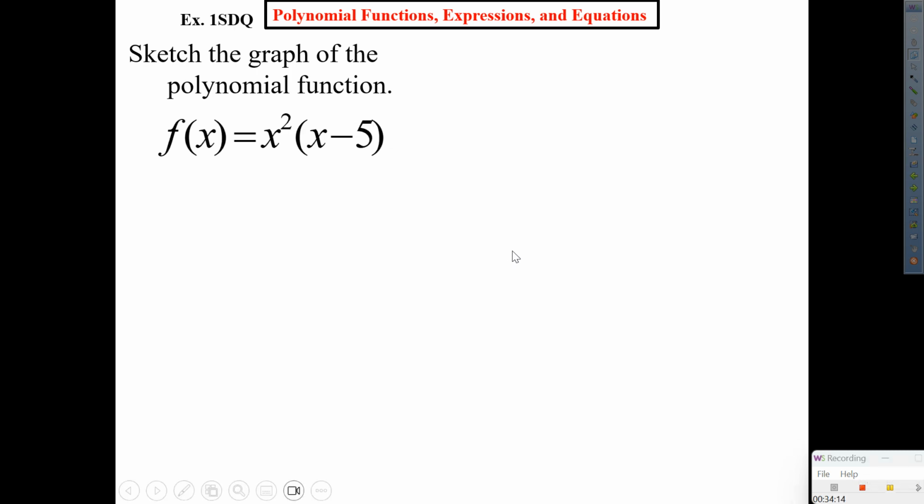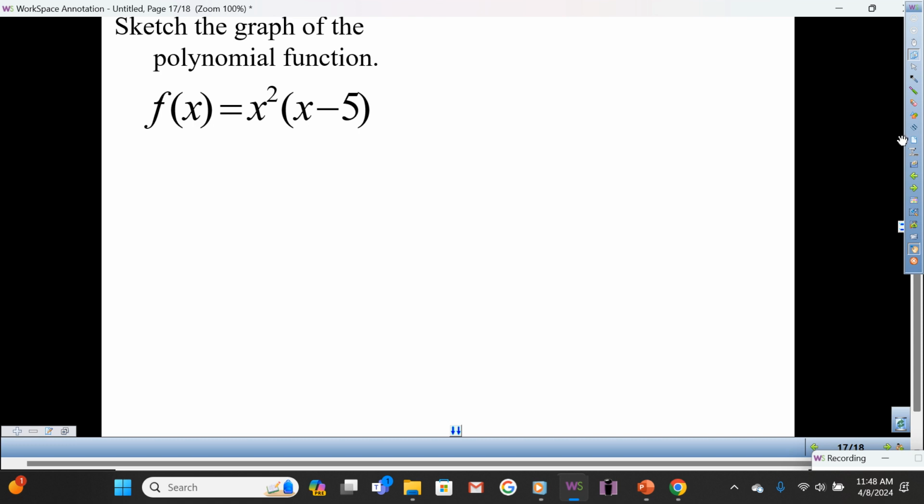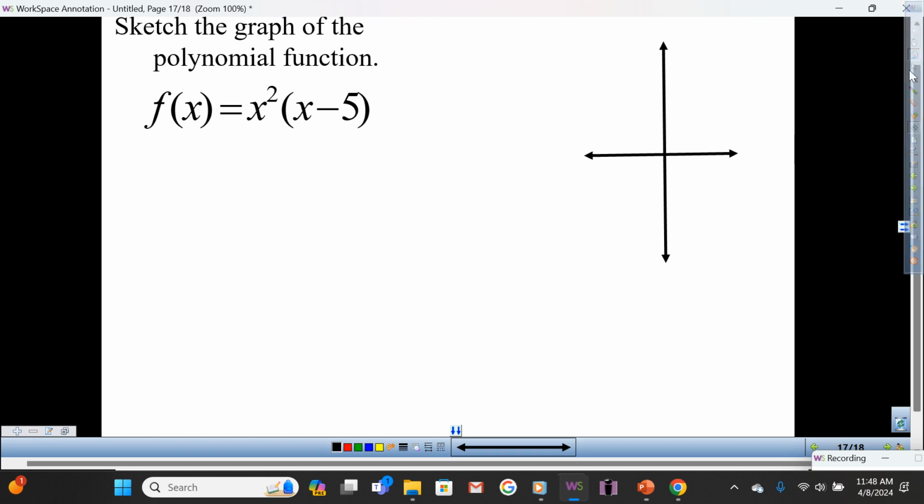All right, copy this next one. Example 1, super duper cube. F of x equals x squared times x minus 5. We're going to do this one together just because it's a little bit different, just a little bit. Process is the same. Step 1, set it equal to 0.